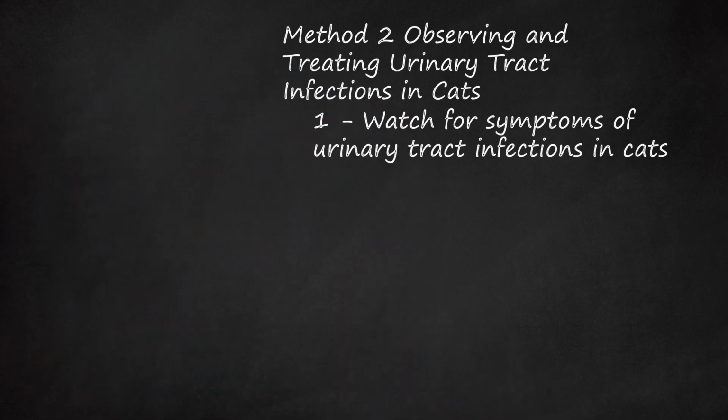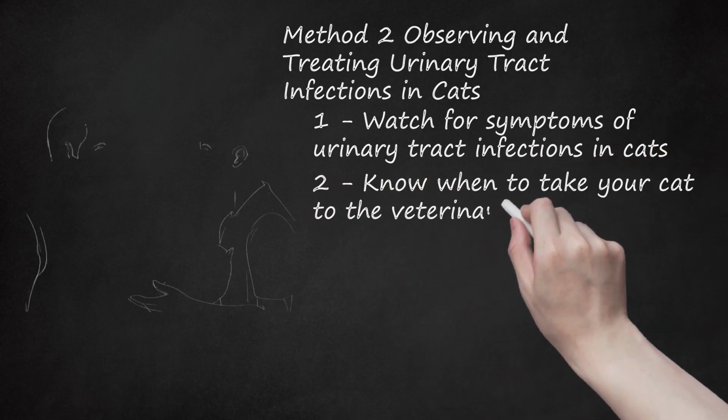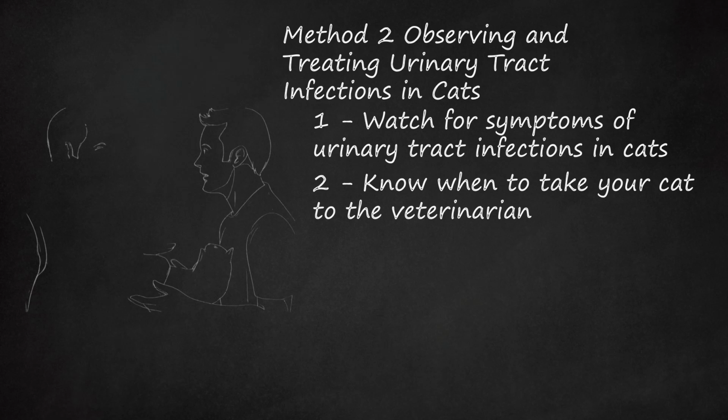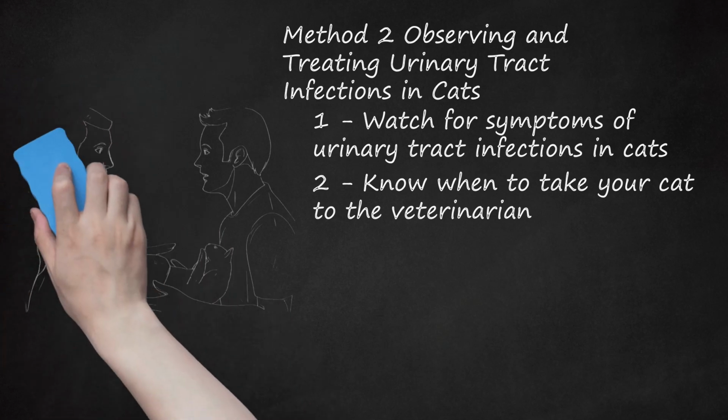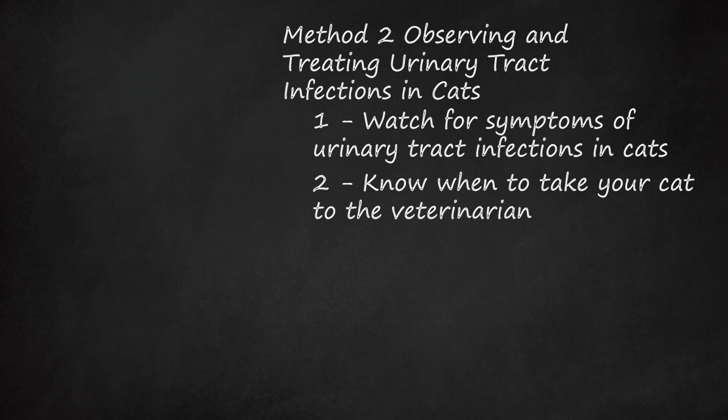licking the genital area. 2. Know when to take your cat to the veterinarian. Take your cat to the veterinarian immediately if you see blood in your cat's urine or if the cat cannot urinate at all. Male cats are more likely to become blocked with sediment from crystals or stones in their urethras, usually caused by inflammation. This will ultimately result in a painful shutdown of the kidneys and eventual death. Take your cat to the vet as soon as you notice these urine problems.